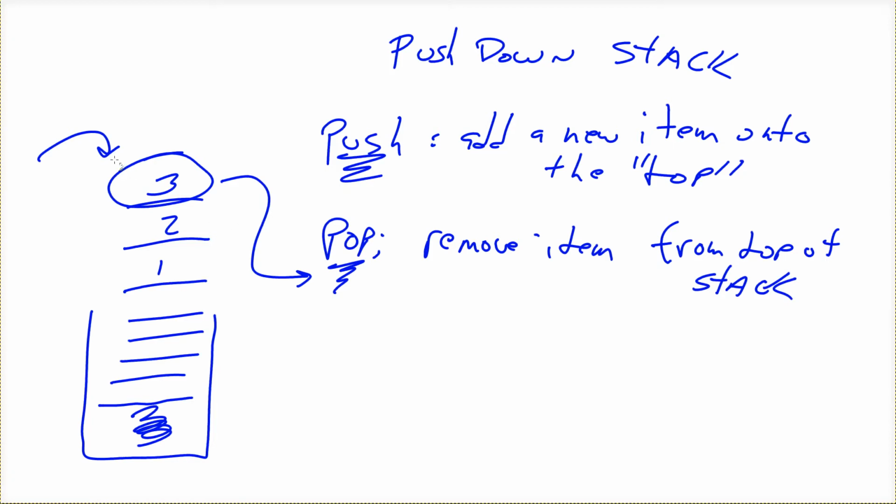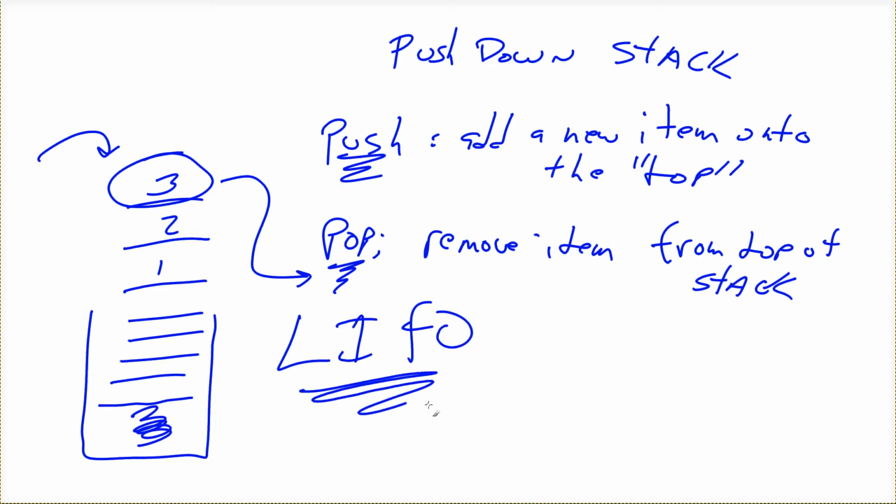Now, because you're pushing things onto the top and removing things only from the top, this is also referred to as a last in, first out data structure. Oftentimes, you'll hear people call this a LIFO. They'll just pronounce the acronym, and that's what they're talking about. It's a last in, first out. The last one that goes onto the top is the first one that comes back off of the top when somebody wants to use one.